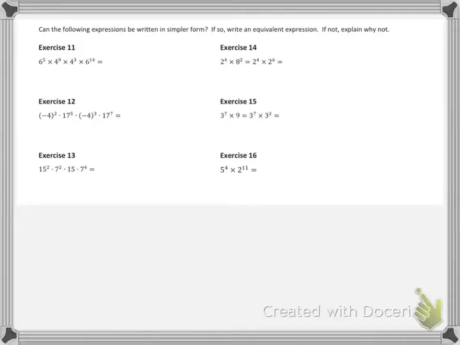Okay, so I've got bases of 4, so I'm going to start with those. The exponents are 9 and 3, so I'm going to add those, 9 plus 3. And then I'm going to multiply these 6 bases, so the base is 6. And I'm going to add those exponents, 5 and 14, so that's 5 plus 14. So that one looks like that. Okay, so that's good. We've got to be careful of our bases. They have to be the same.